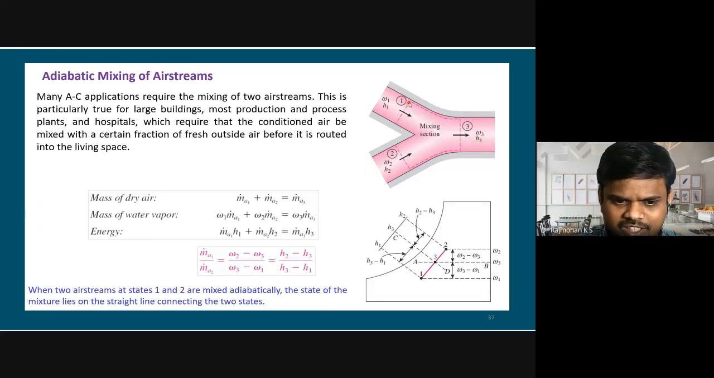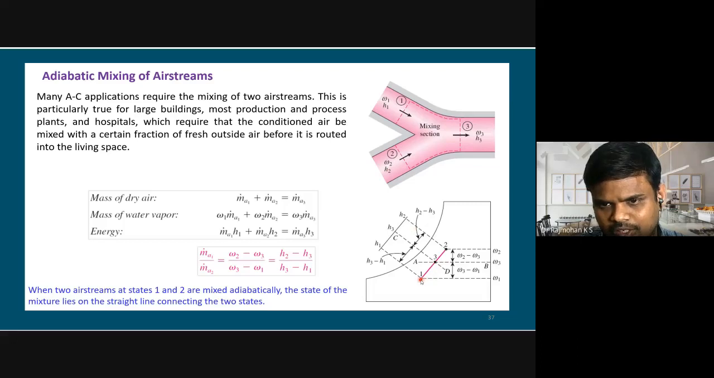So here, when you are mixing air with different humidity, let me say one stream has absolute humidity omega 1 and enthalpy H1, and the other has absolute humidity omega 2 and enthalpy H2. When they are mixed, it's obviously going to have a different absolute humidity omega 3, and the enthalpy corresponding to it is going to be H3. So definitely this value is going to be between these two.